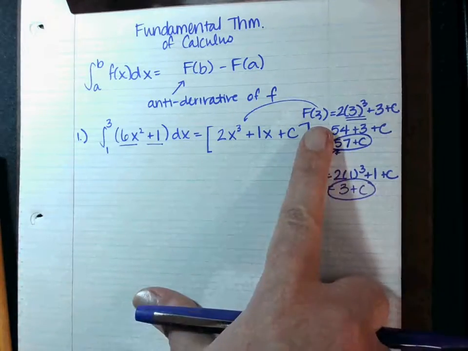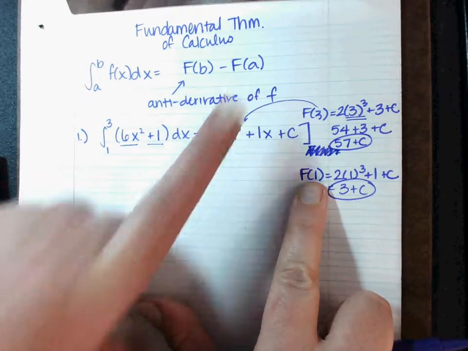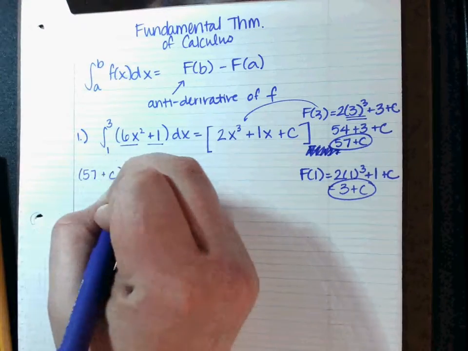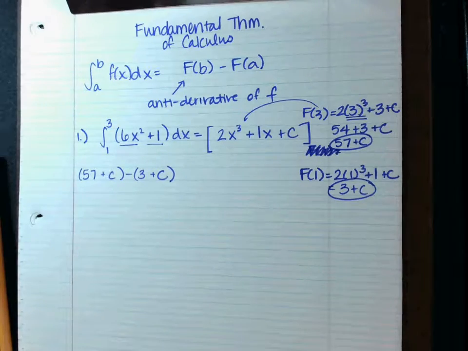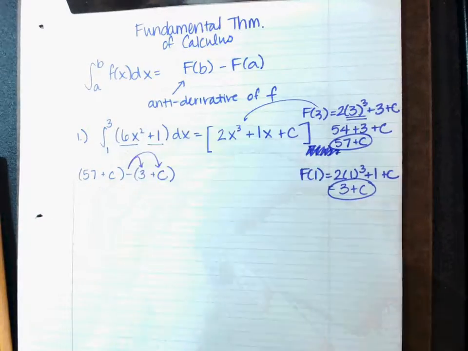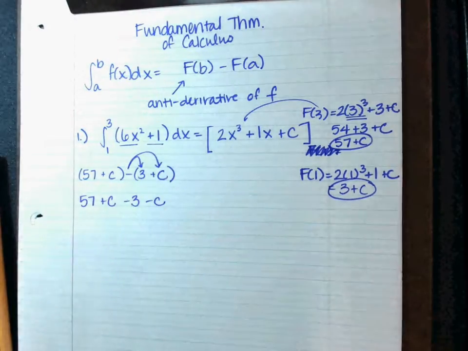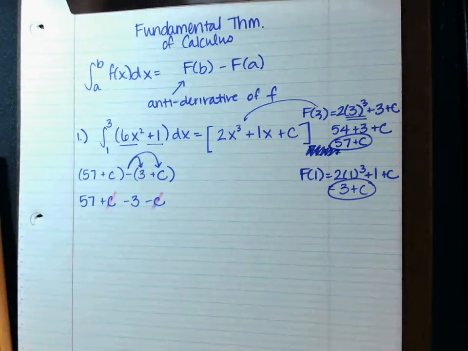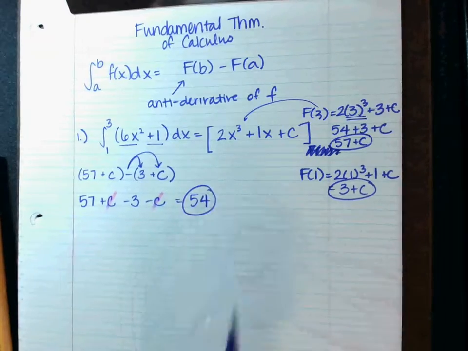Okay, once I find F of 3 and F of 1, my theorem says that I'm supposed to do F of b minus F of a. So I'm going to do the top expression minus the bottom expression. And then remember that since you're subtracting the entire 3 plus c, I'm going to distribute that into my parentheses. So really, I have 57 plus c minus 3 minus c. And at this point, my c's are going to cross out. So really, all that's left is 57 minus 3, which is 54. Okay?